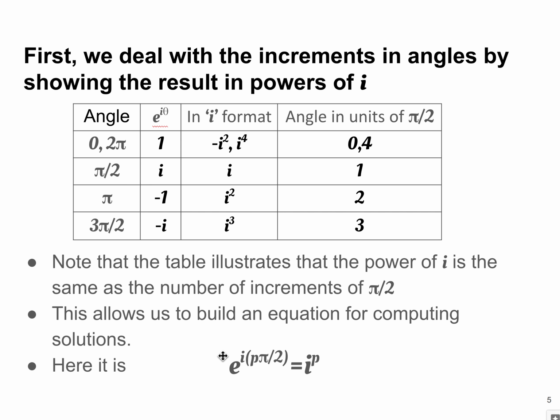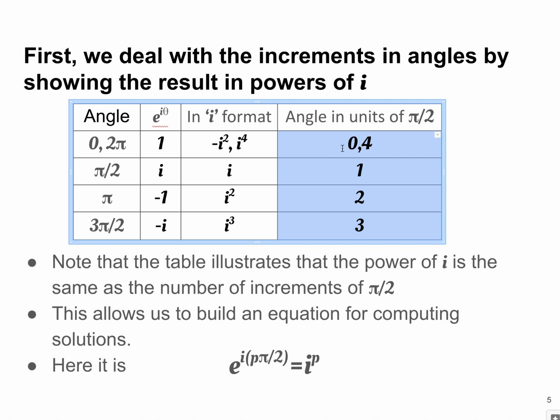So we can actually express e to the i times some integer units of pi over 2 this way. If you look at this for a second, you'll see that this captures what I've expressed right here. For example, if p is 2, then this piece would be 2 pi divided by 2, which is e to the i pi, and you put a 2 there, and you get i squared. And there's the 2, and there's the i squared.